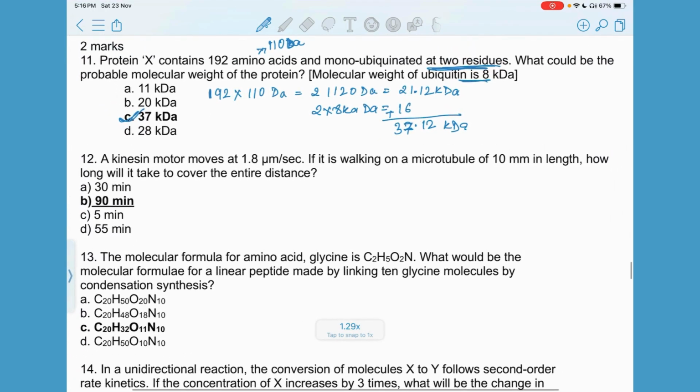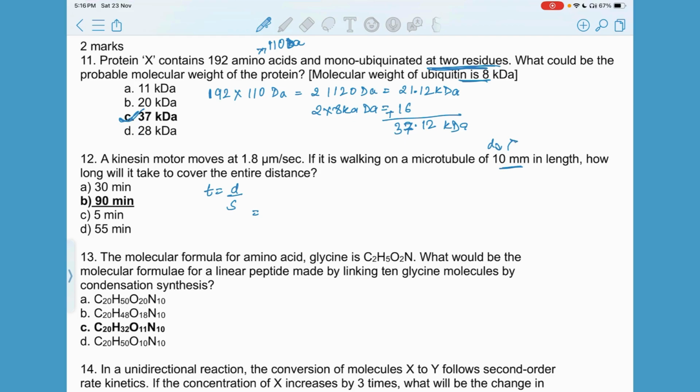Next question is relatively very easy, just a formula of speed, distance, and time. A kinesin motor moves at 1.8 micrometer per second. If it is walking on a microtubule of 10 millimeter in length, how long will it take to cover the entire distance? Okay, so we know that time is equal to distance upon speed. Here the distance is 10 mm.